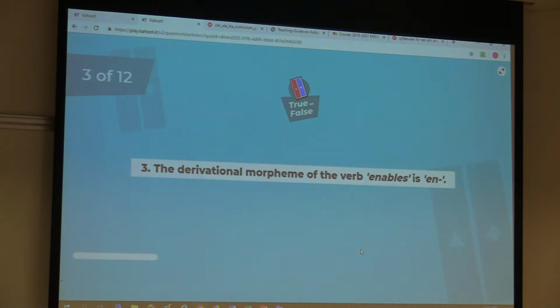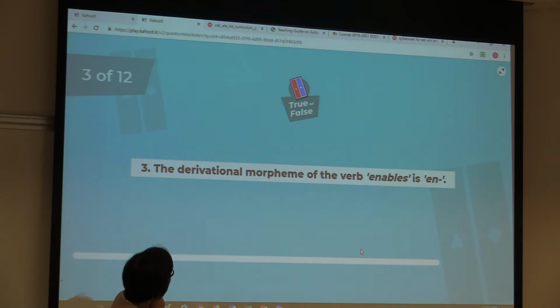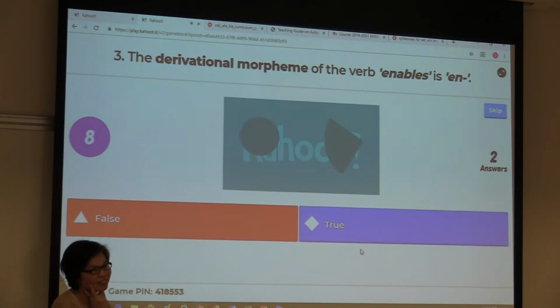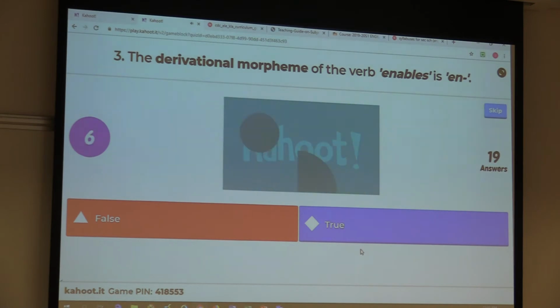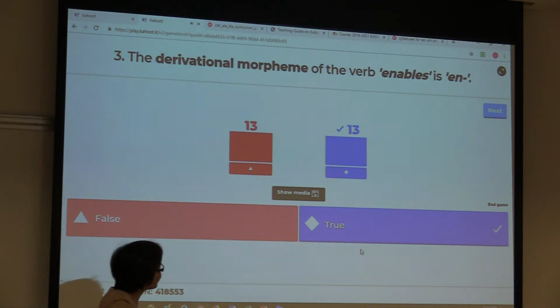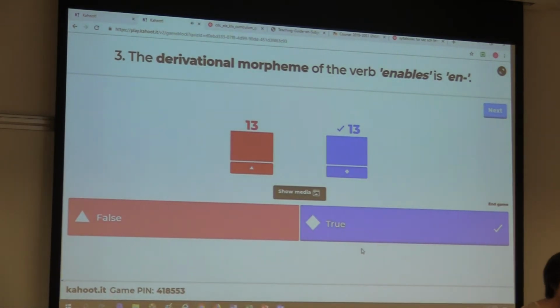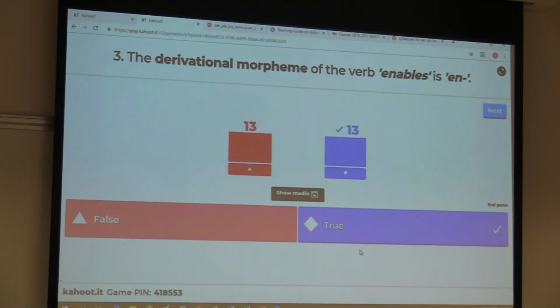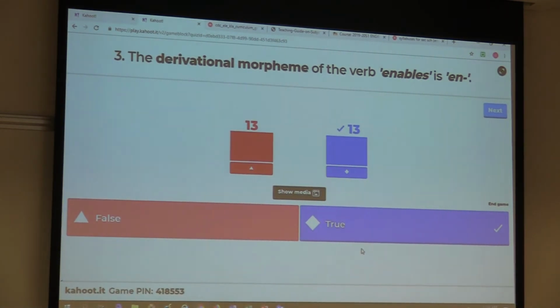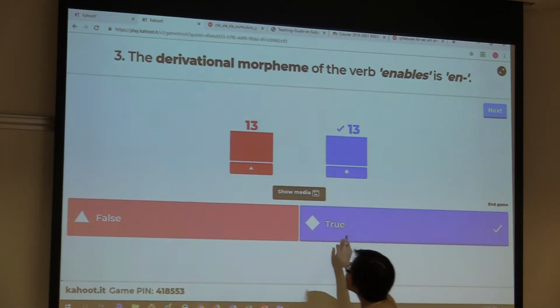True or false? I told you. Correct. True or false? I have already told you the answer. En is the morpheme, right? And the morpheme is changing able, an adjective, to a verb. So it's a derivational morpheme. Enables.